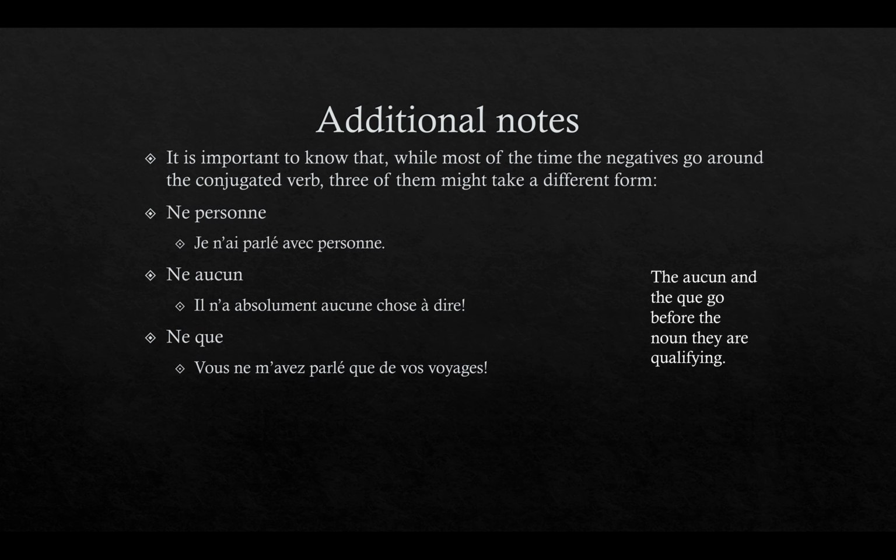Okay, that's a little different because personne is kind of its own little entity, okay? I didn't speak with anyone. I spoke with no one. Notice that it doesn't go around the verb: je n'ai personne parlé. You don't say that. Je n'ai parlé avec personne. So in this case, that negative is real funky, where you still got the ne, but personne acts like no one. The actual noun, no one. Okay.